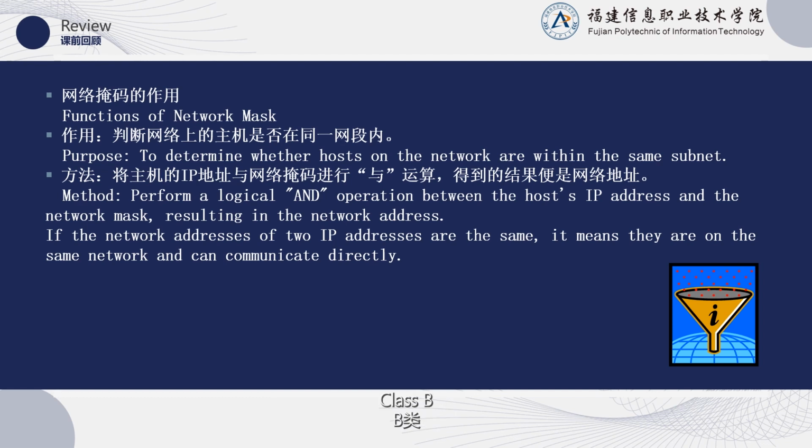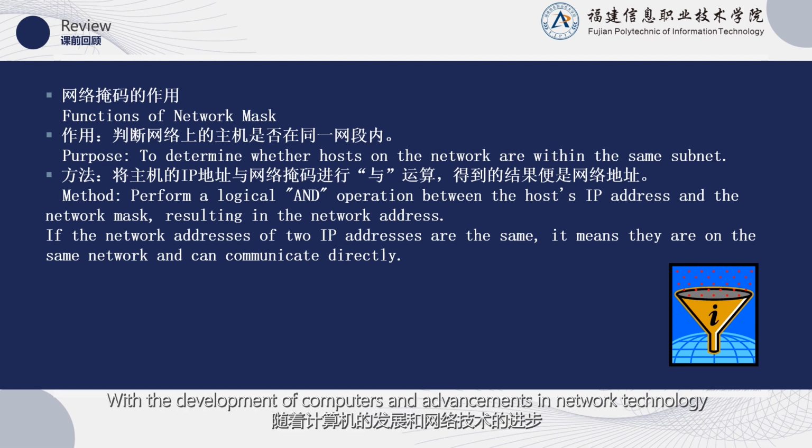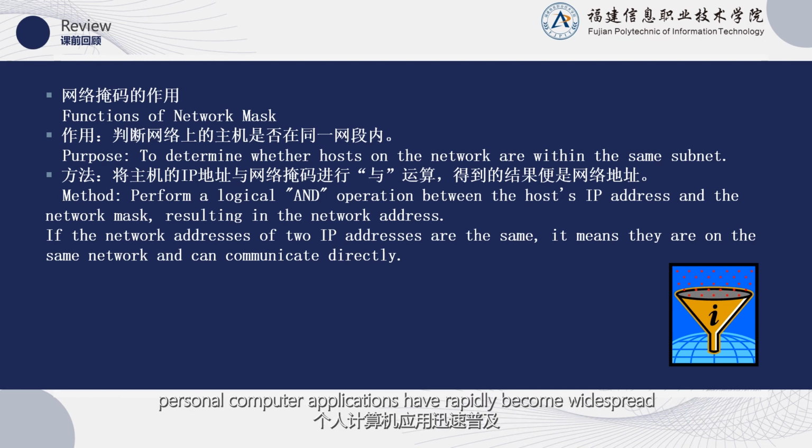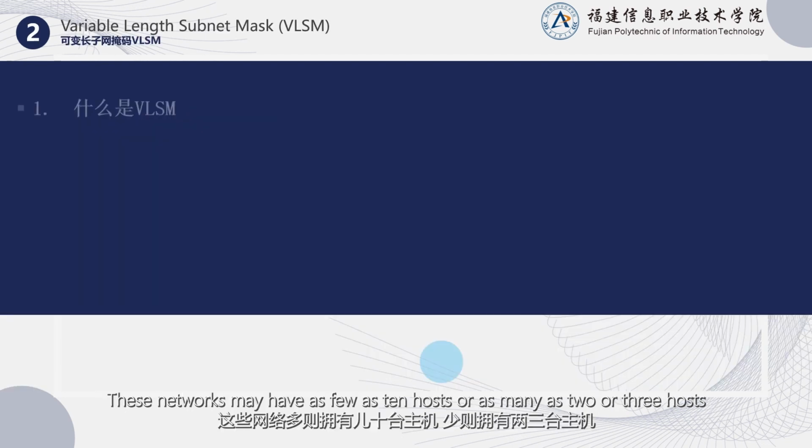We know that Class A, Class B, and Class C IP addresses are commonly used IP addresses, suitable for different network scales. A Class A network can accommodate up to 16 million hosts, while a Class C network can only accommodate 254 hosts. With the development of computers and advancements in network technology, personal computer applications have rapidly become widespread, leading to the proliferation of small networks, especially small local area networks. These networks may have as few as 10 hosts, or as many as 2 or 3 hosts.